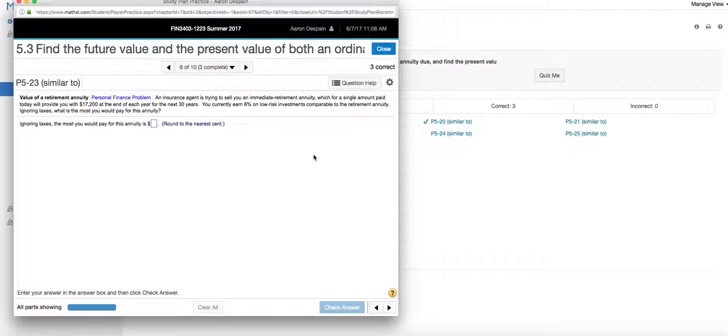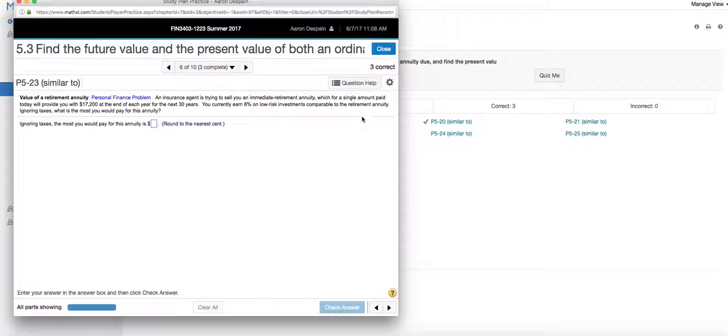And note that the payments are at the end of the year, so it is a regular annuity, not an annuity due, which would be paid at the beginning of each year. And we currently earn 8% on our comparable investments to the retirement annuity. So ignoring taxes, what is the most you would be willing to pay for this annuity right now?